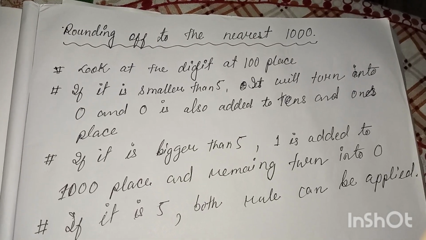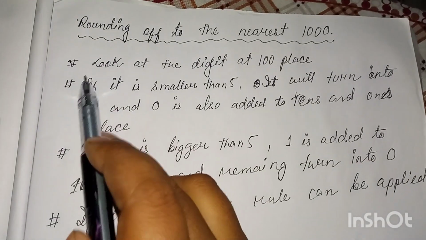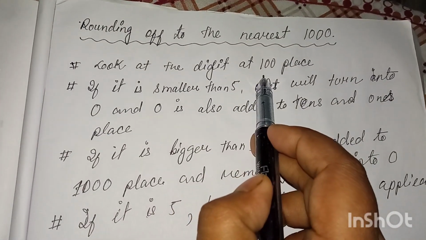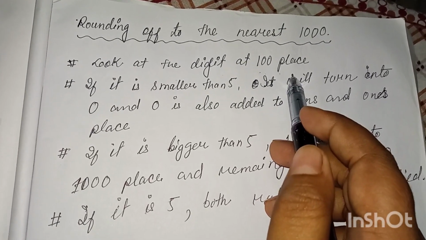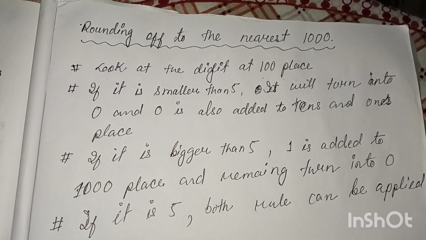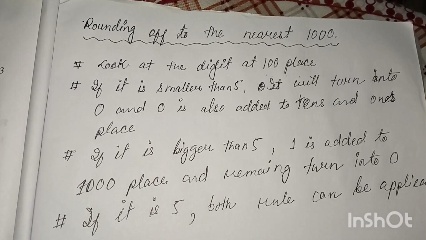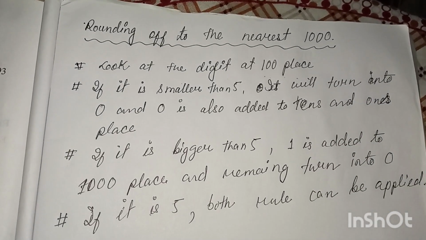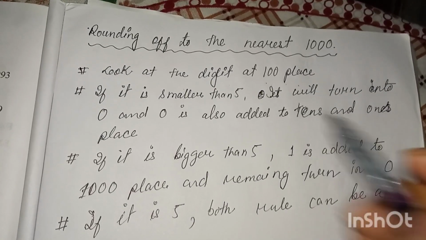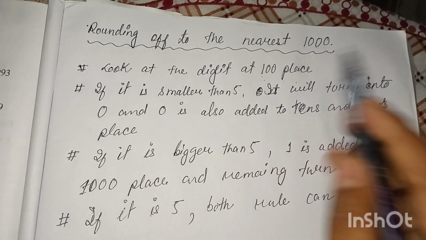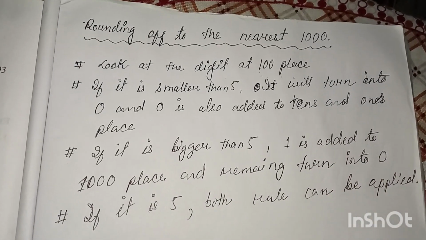Now we are going to learn rounding off to the nearest 1000. So first we have to look at the digit in the 100 place. Always remember, when we are rounding to the nearest 10, we have to look at the digit at ones. When we are rounding to 100, we have to look at the tens. And again, when you are rounding to 1000, then we have to look at the digit in 100. That means the digit which is to the right of that place.